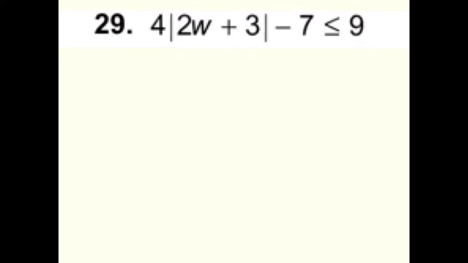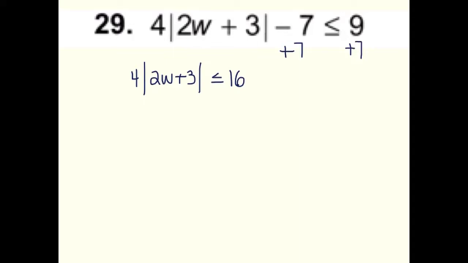Okay, this problem is actually pretty similar to the last one we did, number 23, except now it's an inequality. So it has a less than or equal to sign rather than a regular equal sign. But we're going to do the same thing. We're going to pretend that it's an equal sign. So we're going to add 7 to both sides, and we get 4 times the absolute value of 2w plus 3 is less than or equal to 16.